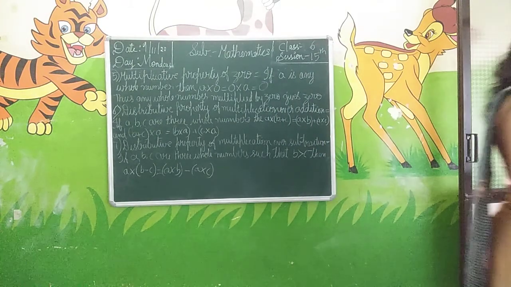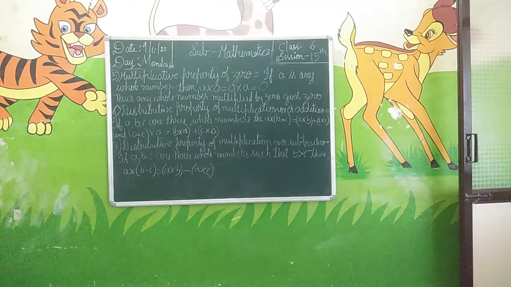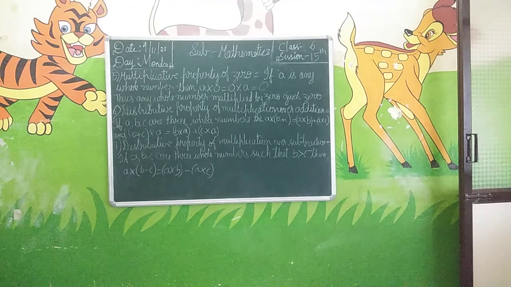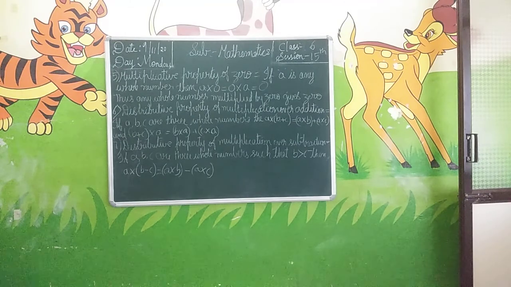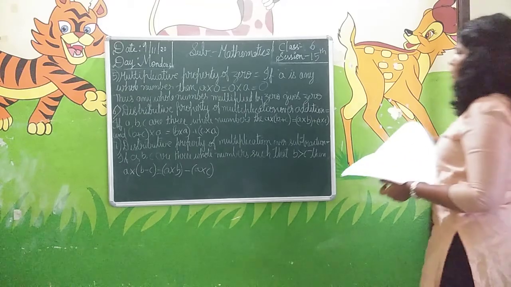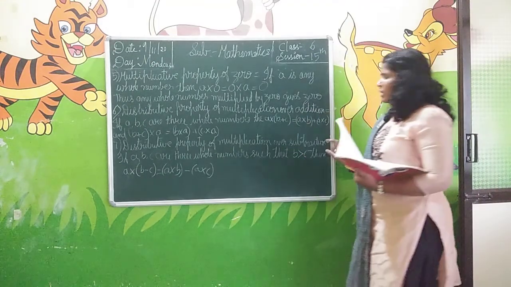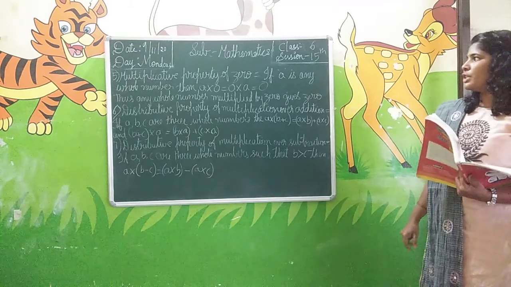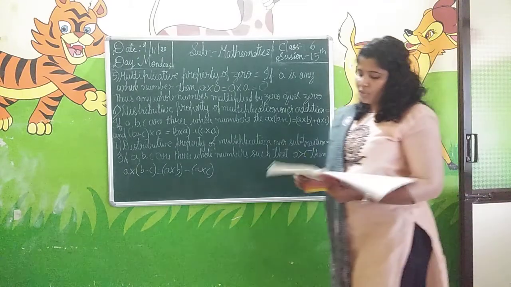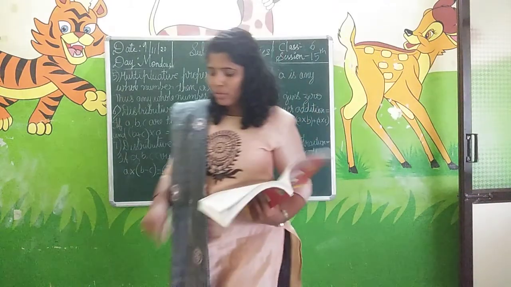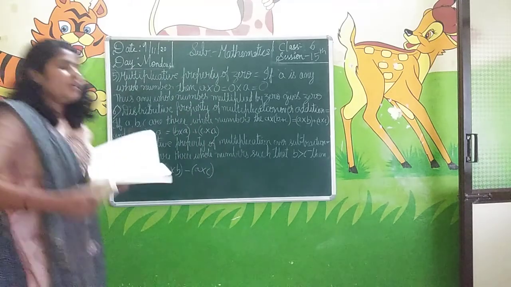Okay, students, these are the properties of multiplication. Totally 7 properties are there: closure property, commutative property, associative property, multiplicative identity, multiplicative property of 0, distributive property of multiplication over addition, and distributive property of multiplication over subtraction. Now, let's start the exercise.